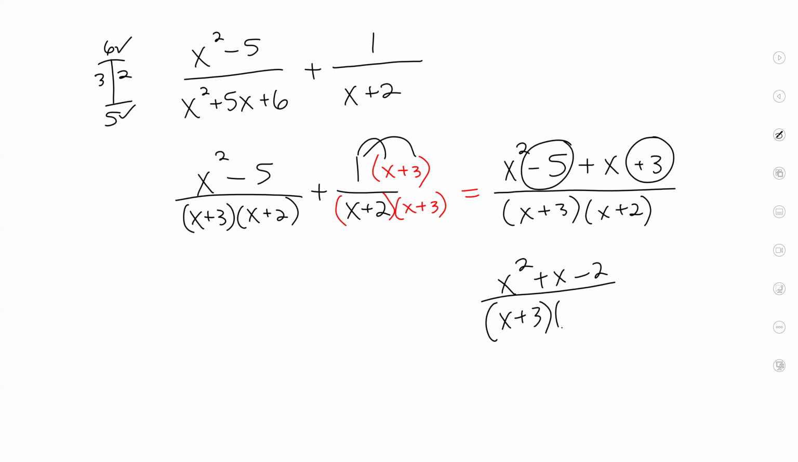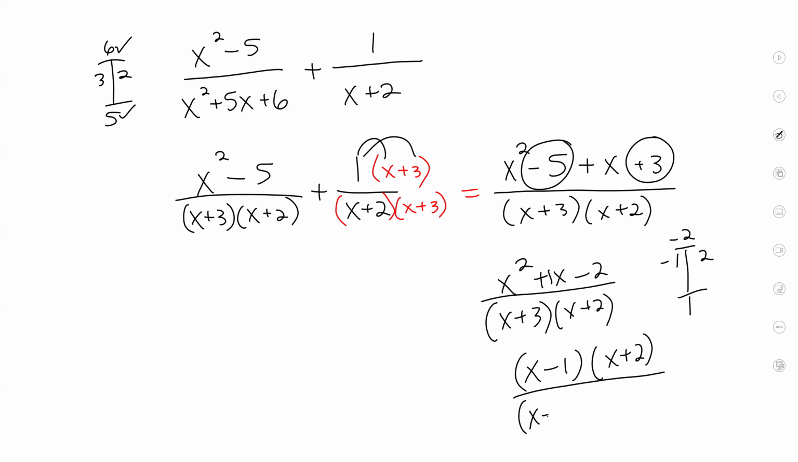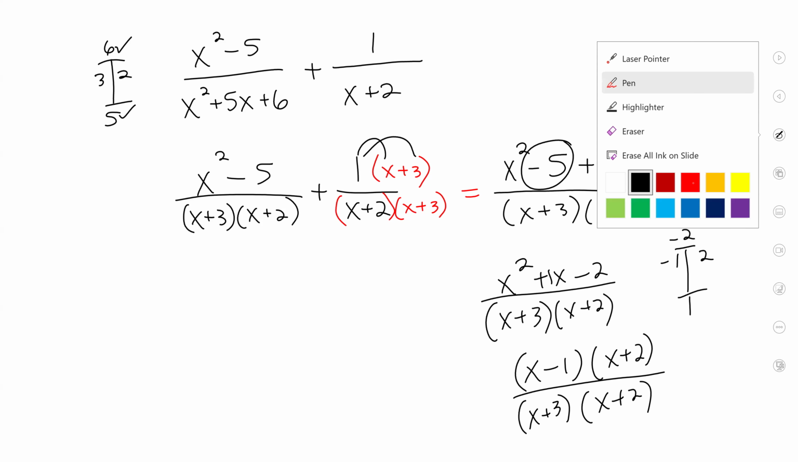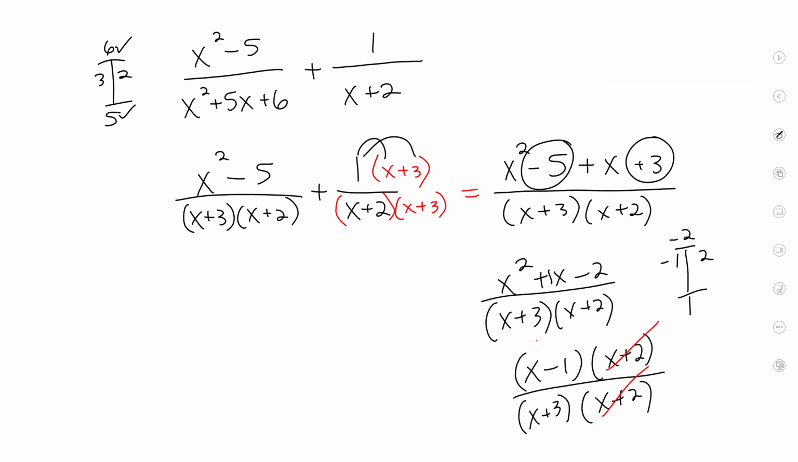Now you can worry about factoring the numerator. You don't have to factor the numerator in the beginning. Wait until the end. So I need two numbers that multiply to negative 2, add to 1. Negative 1 and 2. Yep, that works. So let's rewrite this numerator. x minus 1 times x plus 2. And the denominator is still the same. Do you guys see what cancels out? Yep, those cancel. So this is your final answer.